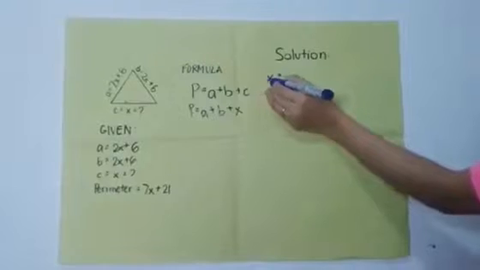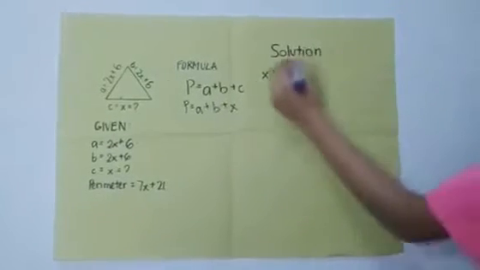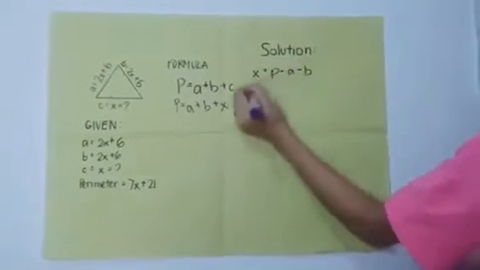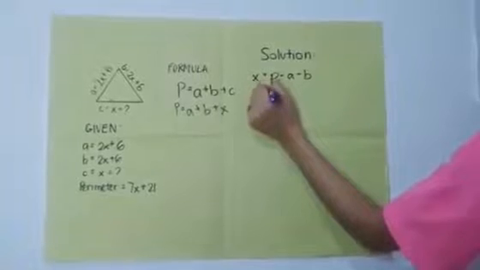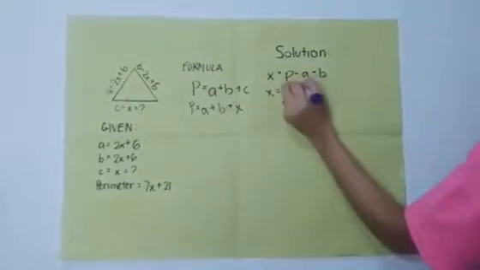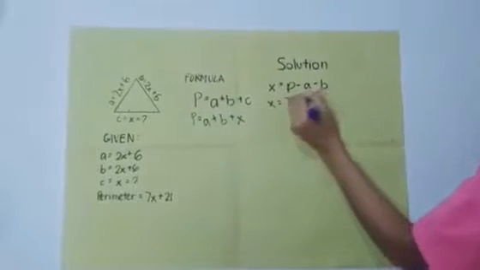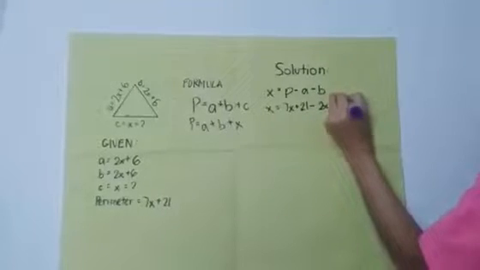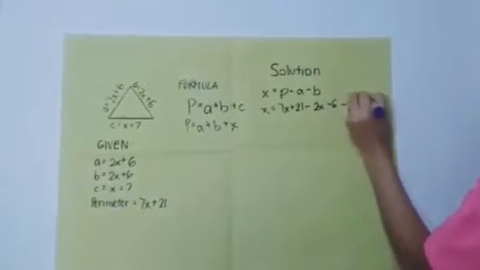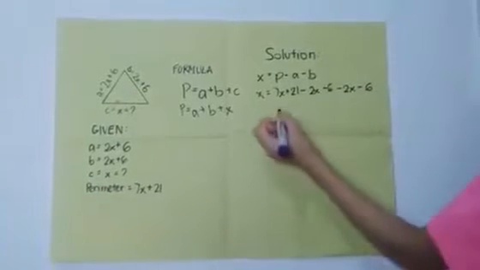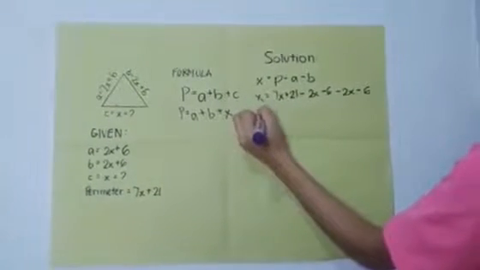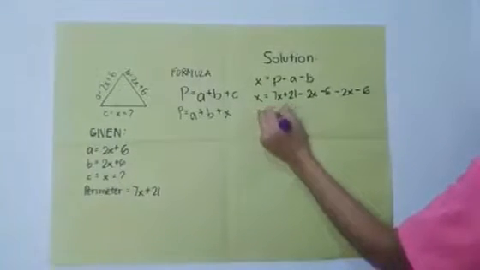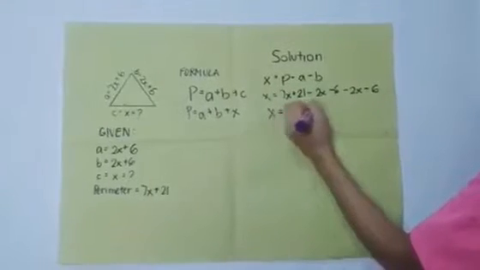Solution. X is equal to P minus A minus B. X is equal to 7x plus 21 minus 2x minus 6 minus 2x minus 6. Then the answer is x is equal to 3x plus 9.